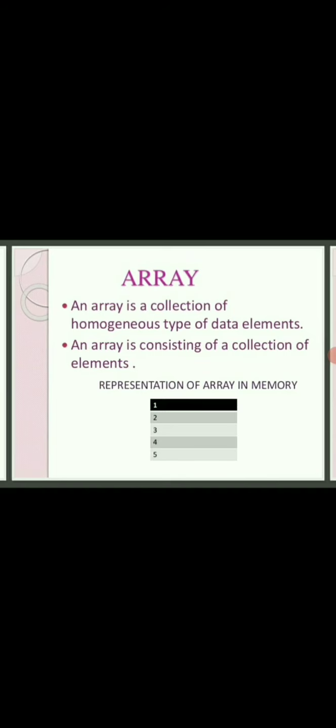First is an array. Array basically is a collection of homogeneous types of data elements. Now what does homogeneous mean? Basically, if we want to store different integers, then only integers can be stored in that particular array, and floats can make another array. That means we cannot combine integers and floats in a given array. So it is a collection of elements of similar types.